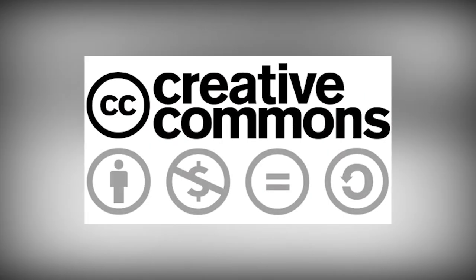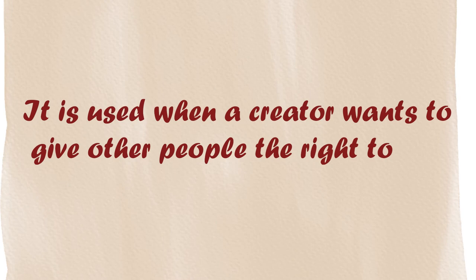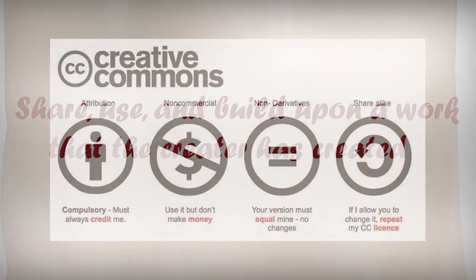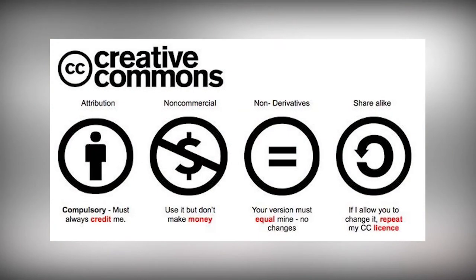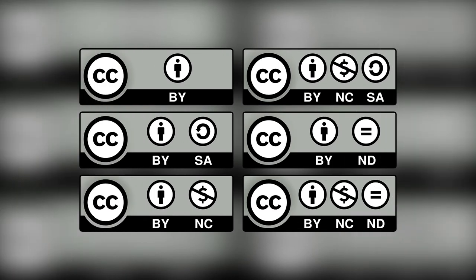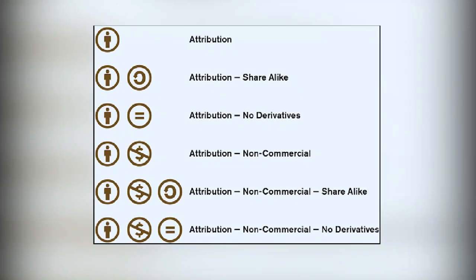Firstly, you should know that the Creative Commons is also one of the public copyright licenses. It is used when a creator wants to give other people the right to share, use, and build upon work that the creator has created. We have four basic symbols in CC license: attribution, non-commercial, non-derivatives, and share alike. And these four combine to give six different kinds of CC license. Now, why am I saying this? It's because we will have slightly different attribution rules for these six different CC licenses.